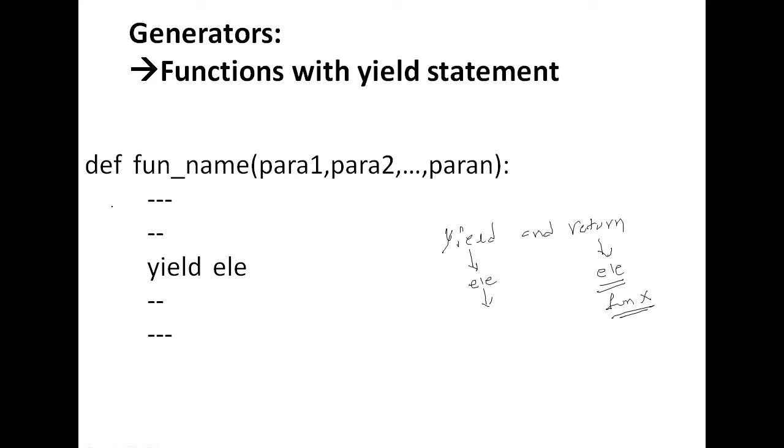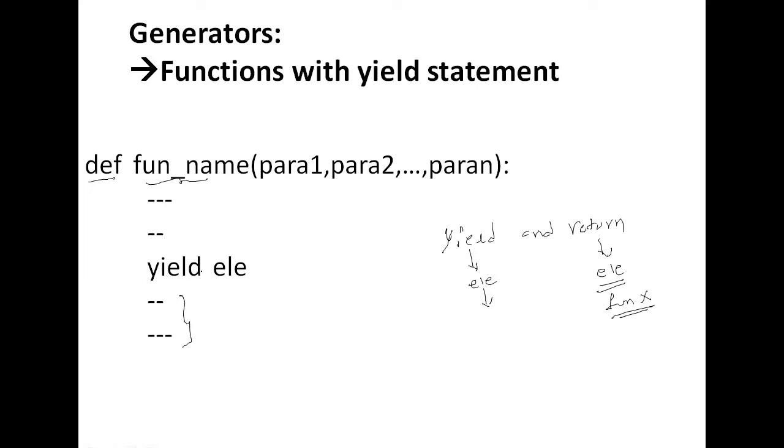Next, this is the syntax of the generator. Here we are using the keyword def, meaning we are defining. Here fun_name stands for the name of the function, and after that is the list of parameters: parameter 1, parameter 2, and so on, parameter n. After that, we have the yield. By using this yield statement, we can transfer the value to the calling function. After sending the value to the calling function, the remaining statements will be executed.